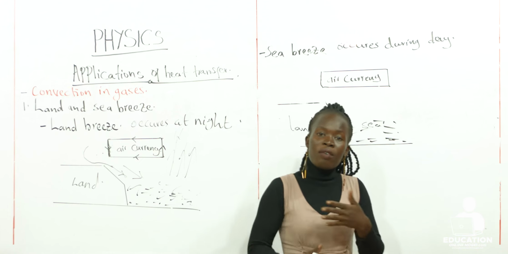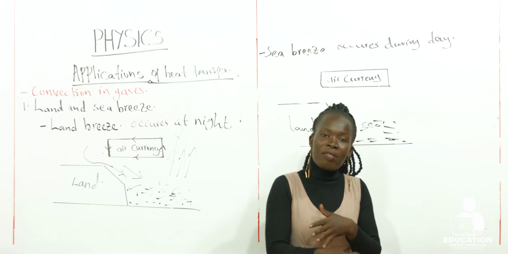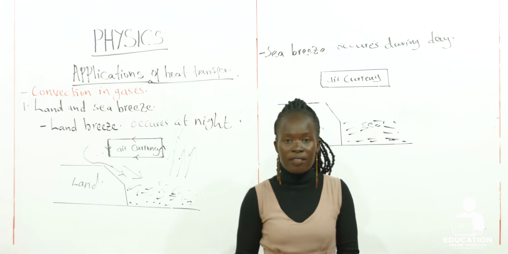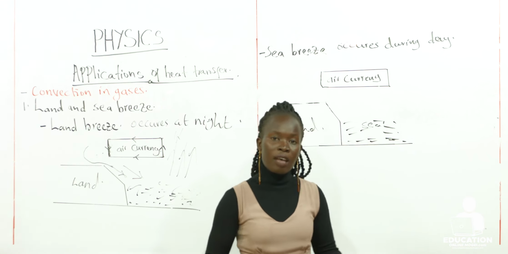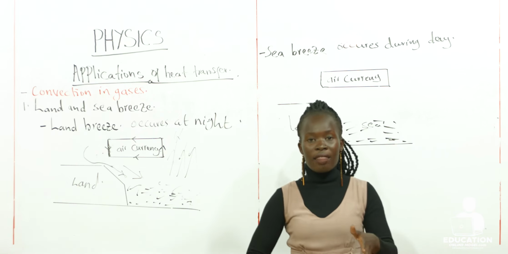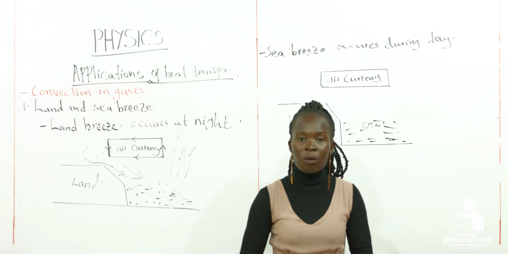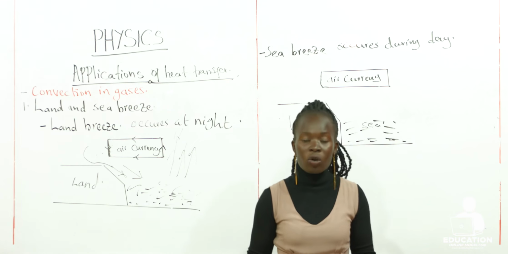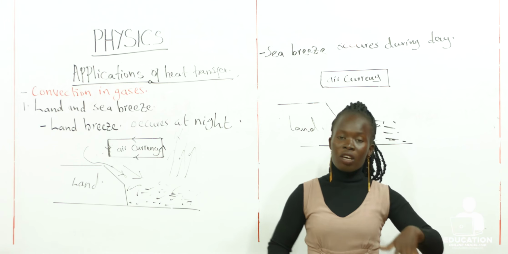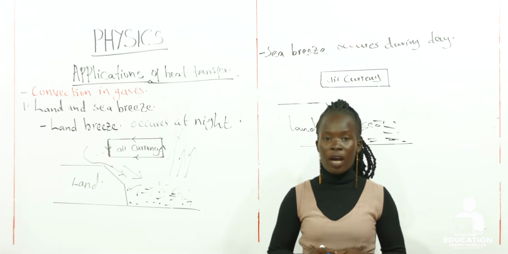So if the land warms, that means that the air around the land is actually warm. What of the sea? Because it heats up slower than the land, the air around the surface of the water body or the sea is going to be cooler than the air around the land. So if it is cooler like that, what happens?